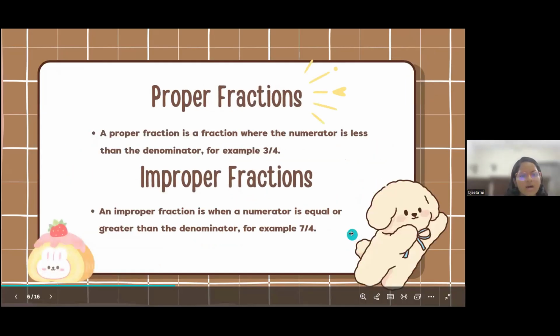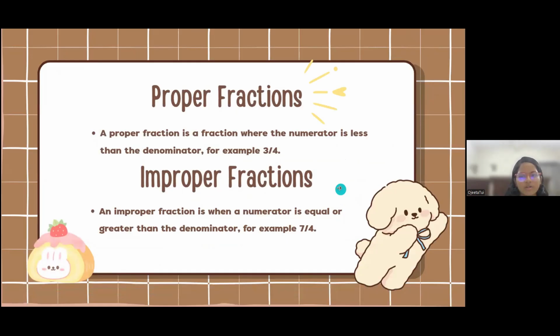Proper fractions. A proper fraction is a fraction where the numerator is less than the denominator. For example, 3 by 4. 3 is the numerator and it is less than 4, so it is a proper fraction.